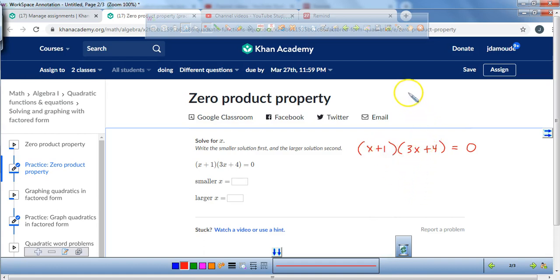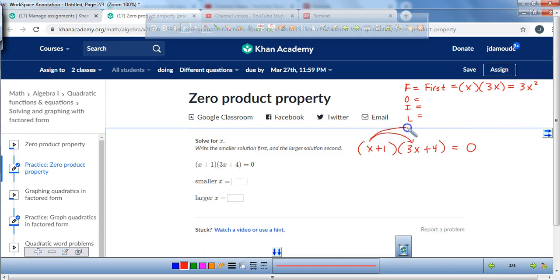Okay, so we're going to do what's called the FOIL method, just for practice. F-O-I-L. F, it's not a very good F, but F represents the first terms, the product of the first terms. Our first terms are right there. So our first terms are x times 3x, and x times 3x is 3x squared. Okay? So those are our first terms.